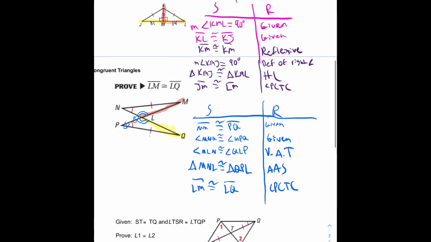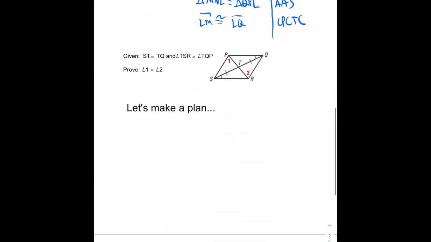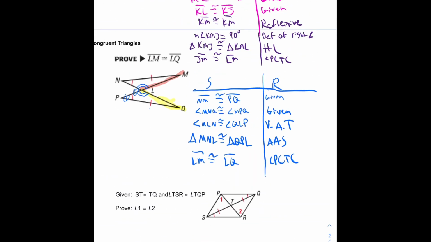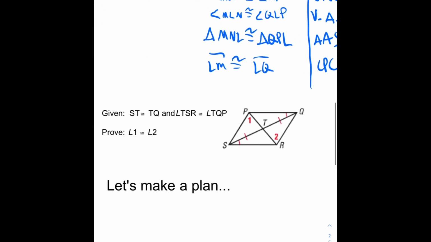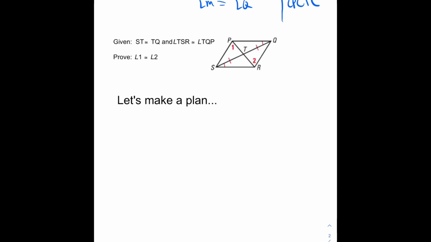We have 5 methods to prove triangles are congruent. You have to prove they're congruent before you can use CPCTC. All right, and this last example, a little tricky, but we can definitely do it.